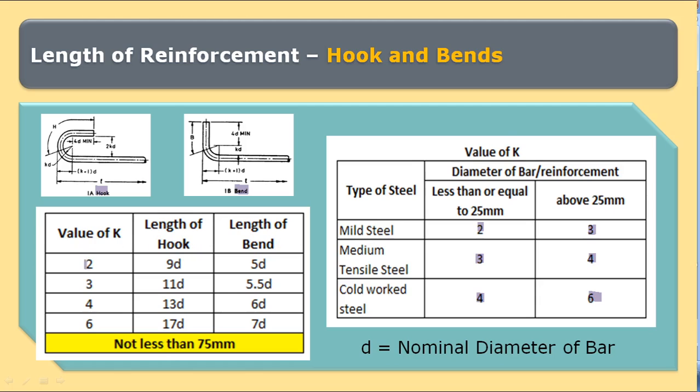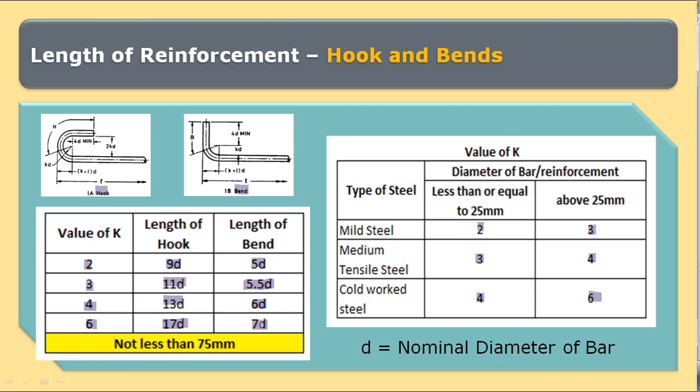When the value of K is 2, length of hook is equal to 9d and the corresponding length of bend is 5d, where d is the nominal diameter of bar. Similarly, when K is equal to 3, length of hook is equal to 11d and length of bend is 5.5d. When the value of K is 4, the length of hook is 13d and the length of bend is 6d. Similarly, for K equal to 6, length of hook should be 17d and the length of bend is 7d.